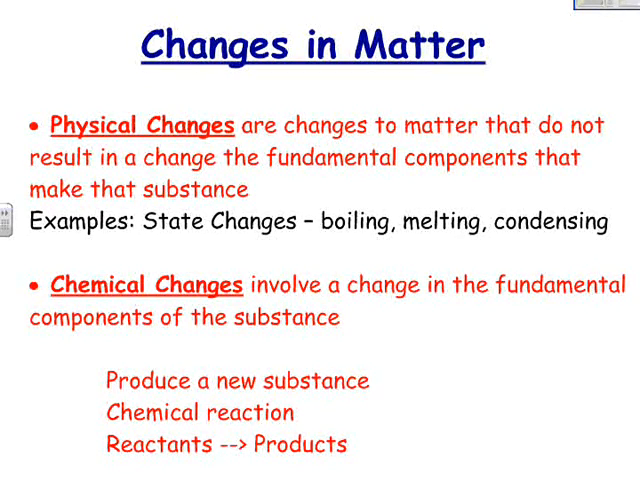Chemical changes, on the other hand, involve a change in the fundamental components of the substance. In a chemical change, you are going to produce a new substance. Now, how are you going to know if there's a new substance produced? Well, you're going to look at the properties of the substance that you produced. Are they different from the substance that you started with? Chemical changes are also called chemical reactions. In a chemical reaction, you start with reactants and you form products.